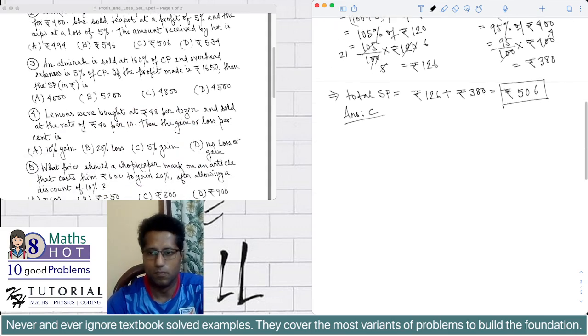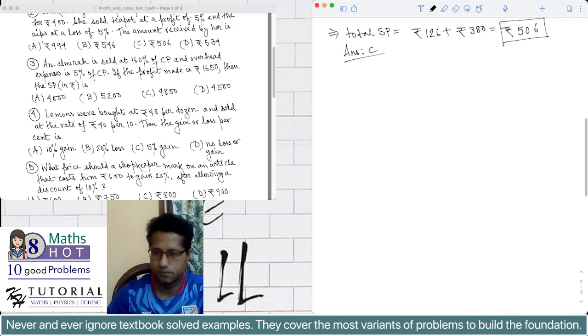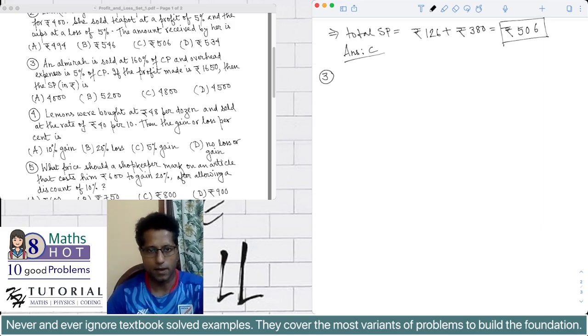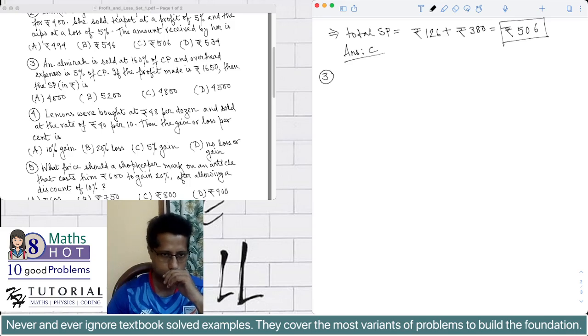Okay, let's do problem number 3. An Almira is sold at 160% of CP and overhead expenses is 5% of CP. If the profit made is rupees 1650, then selling price is.